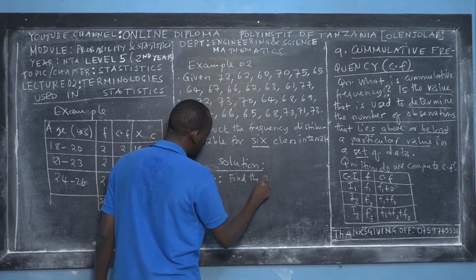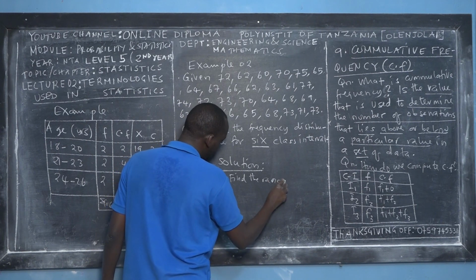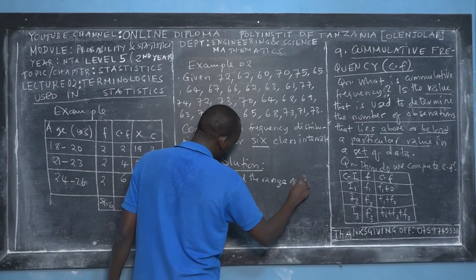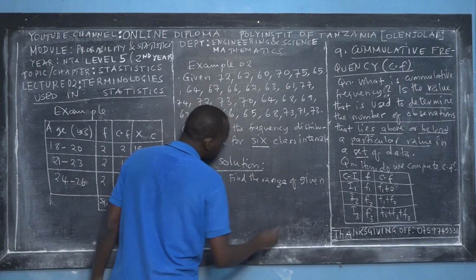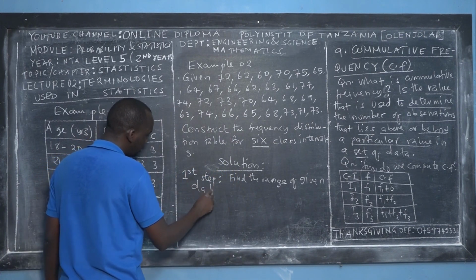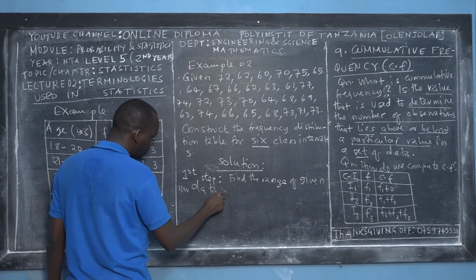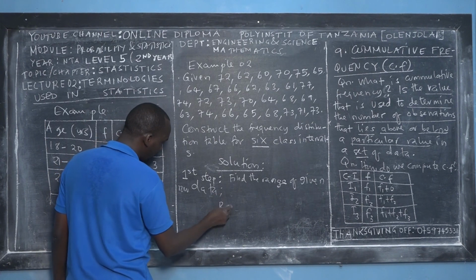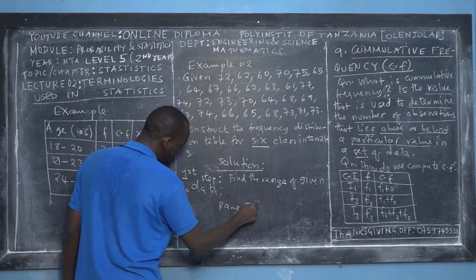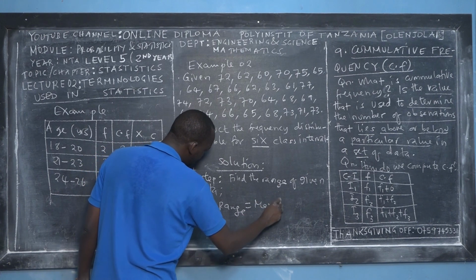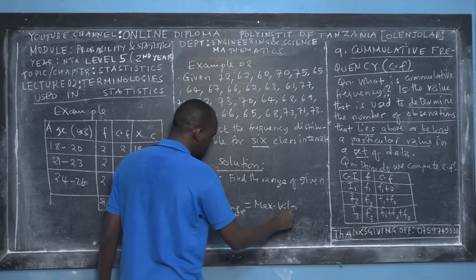Find the range, according to the formula, of the given data. So the range of the given raw data: I told you that you can determine the range by taking the maximum value minus the minimum value.